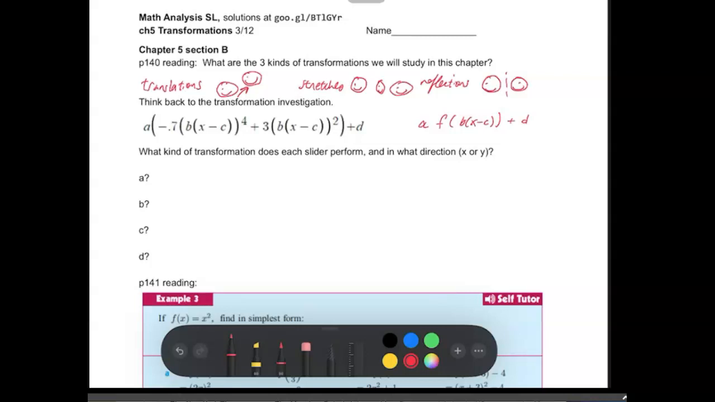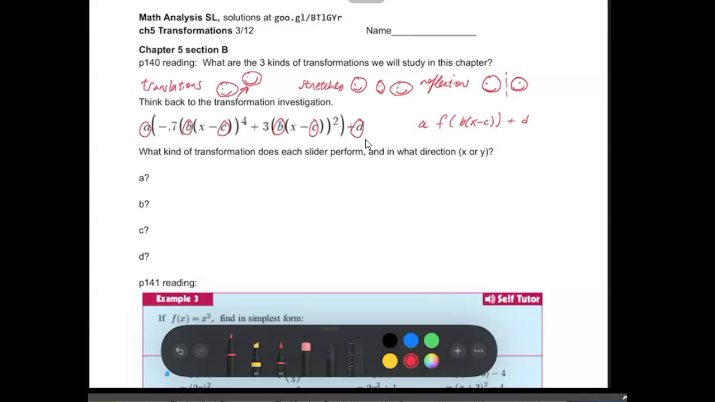Think back to the transformations investigation. So now let's talk about the investigation. Remember, in the investigation we had this very complex function. Basically, the key parts to this function are the A, B, C, and D parameters, which do the translations and stretches in this function. So let's just circle those first.